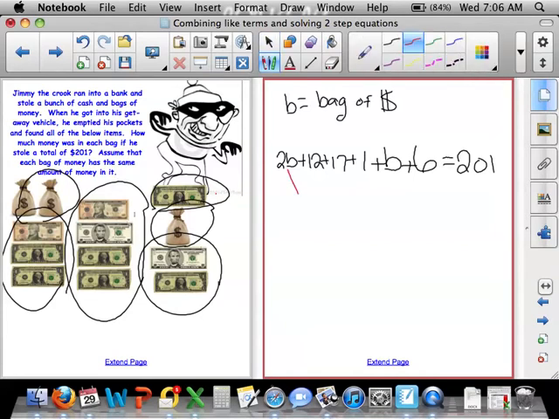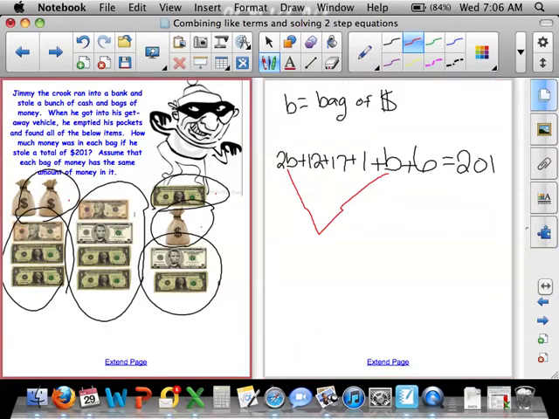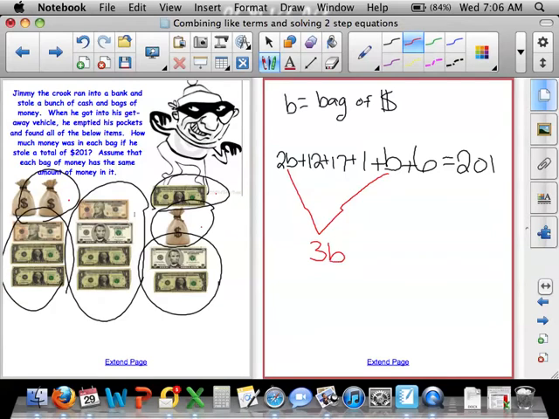Since every bag of money has the same amount of money in it, let's combine these two bags of money with this one bag of money in order to get three bags of money. Notice we just added coefficients, two bags plus that phantom one bag of money. And then we'll add all of these together. It looks like 18 plus 17 plus 1, we'll have $36. And in all, that's $201. Okay, so now we have a two-step equation.